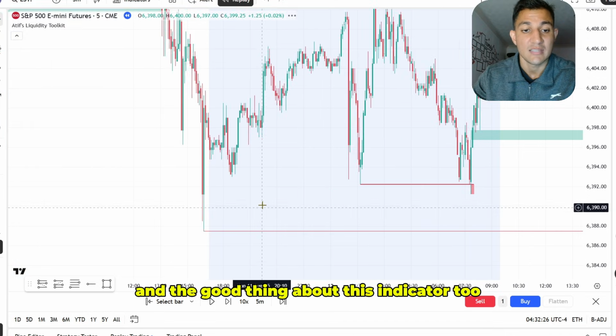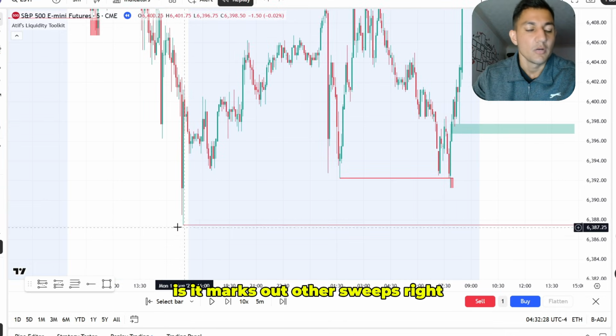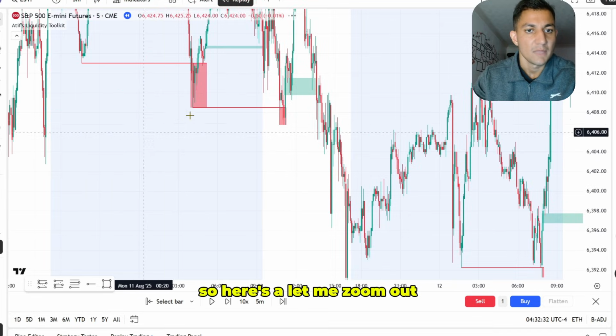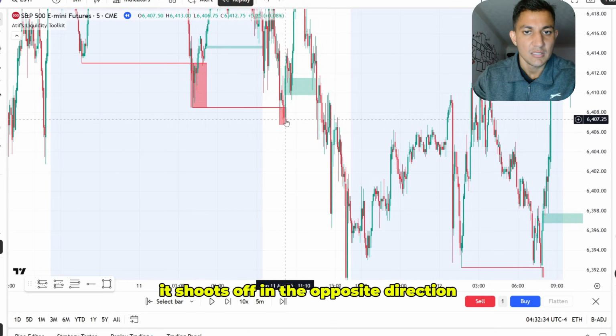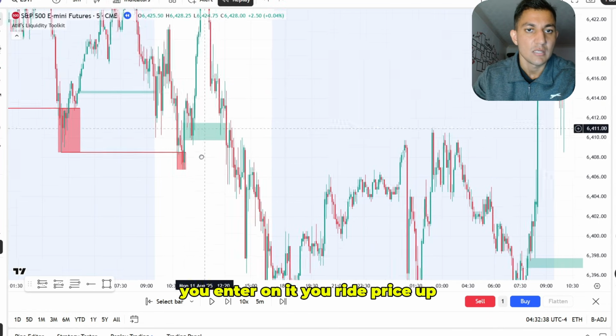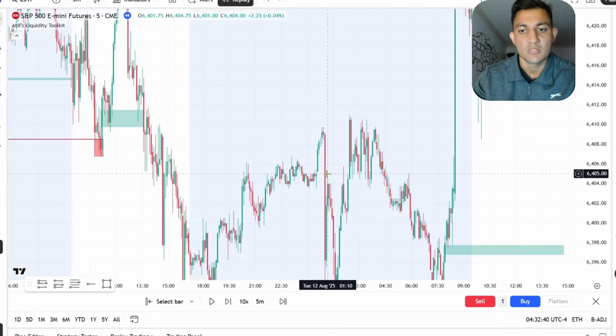And the good thing about this indicator too is it marks out other sweeps, right? So just in case, and again, you can see it here, right? So let me zoom out. Here's a low, price sweeps it, shoots off in the opposite direction, and then it plots the fair value gap, you enter on it, you ride price up. All right, so let me show you the example.